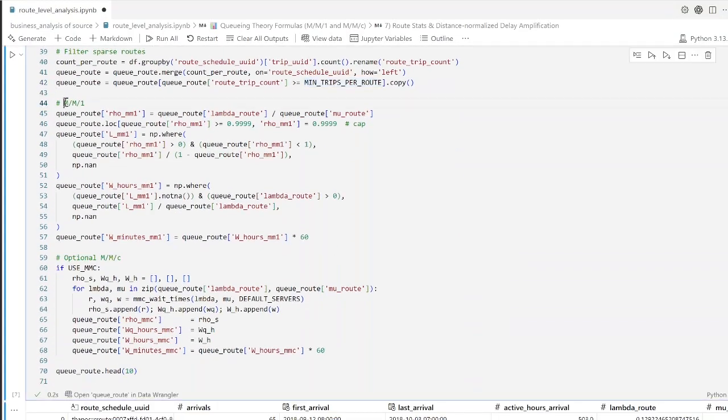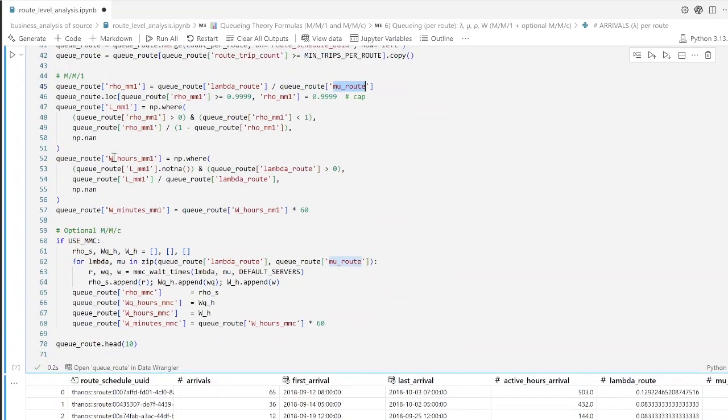Then for the MM1 analysis, what we need is the MM1 rho, which will be calculated by taking the arrival rate and the service rate. We will again be eliminating all those routes which have rho greater than 1, because as we discussed, that leads to the queue exploding, and we are not interested in those situations.